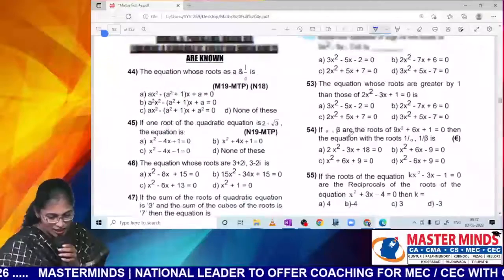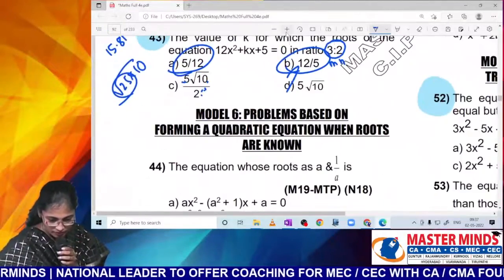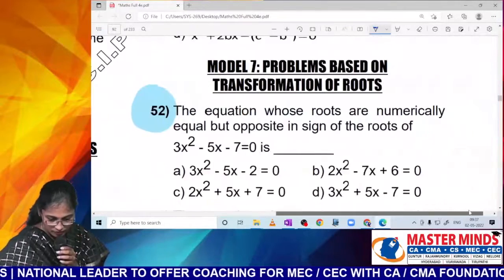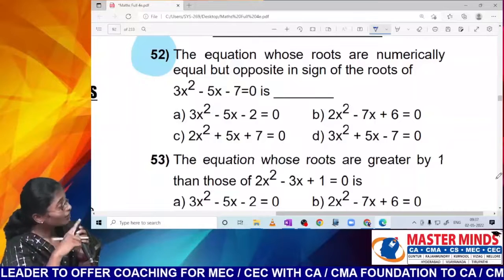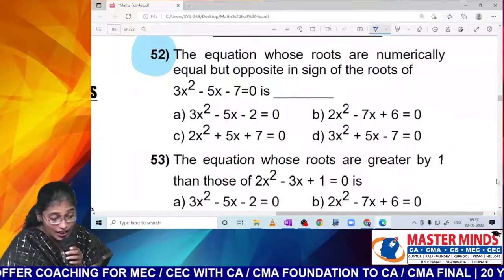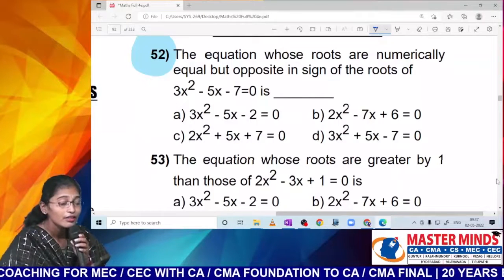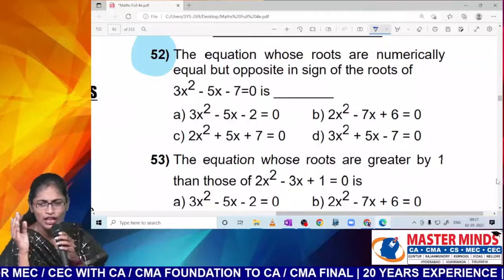If the roots are in the ratio m is to n, then (m plus n) whole square by mn equals b square by ac. Now look at your next question. The equation whose roots are numerically equal but opposite in sign. For you in your textbook there will be so many formulas.